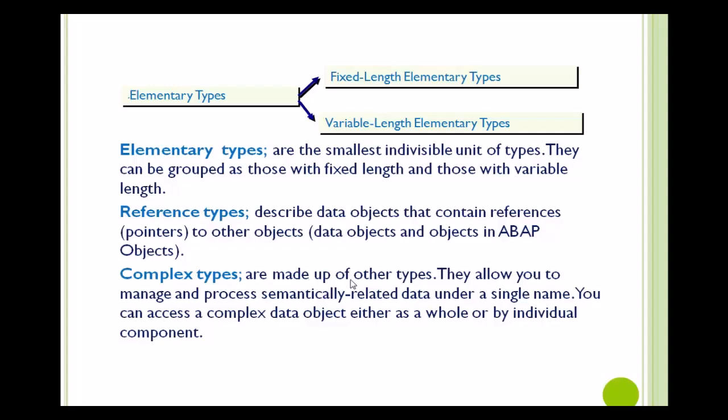And complex types are made up of other types. By using the types keyword in ABAP statements we can create them locally, and they allow you to manage semantically related data under a single name. You can access a complex data object either as a whole or by individual component. We are going to learn complex types with the structure type. In that there is a table type, row type, and a complex structure type. I'll explain this in the next sessions.